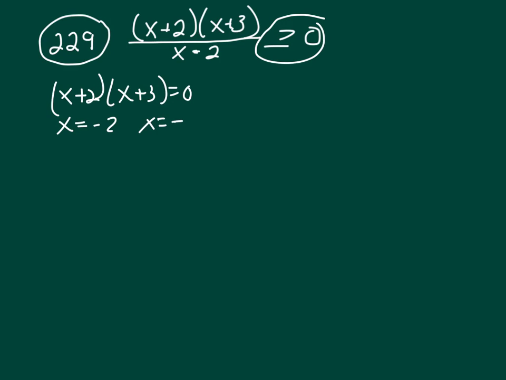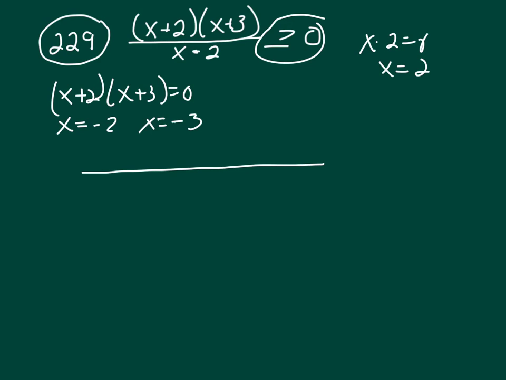And you do the same thing to the denominator. Set x minus 2 equal to 0. Of course, that gives you x equals 2. So these are the values that make this inequality either 0 or undefined, because if you let x be 2, the denominator is 0.